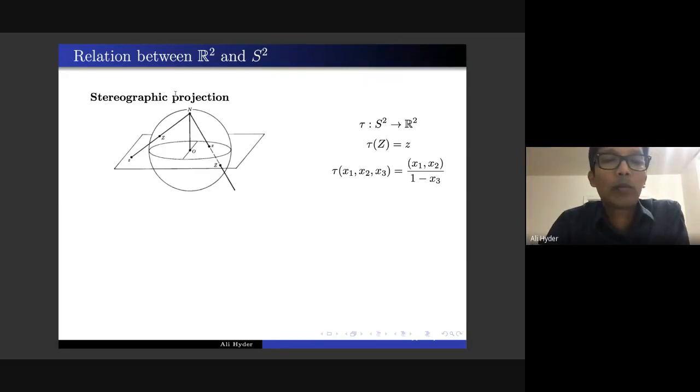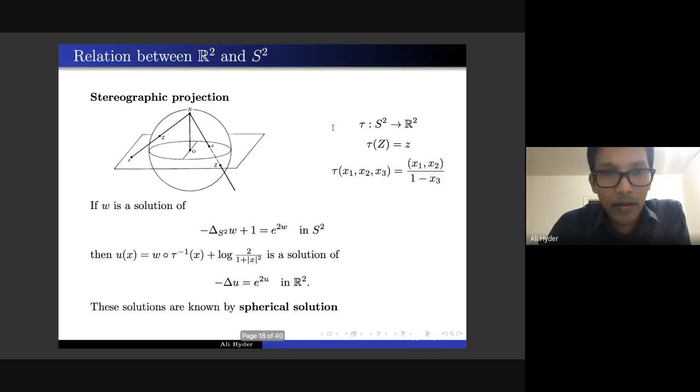So this is the stereographic projection. In simple form, if (x1, x2, x3) is a point on S2, so that is a point in R3 actually, then the projection tau is given by (x1, x2) divided by 1 minus x3. In particular, if I approach the North Pole, that means x3 would be close to 1, then this point would go to infinity.